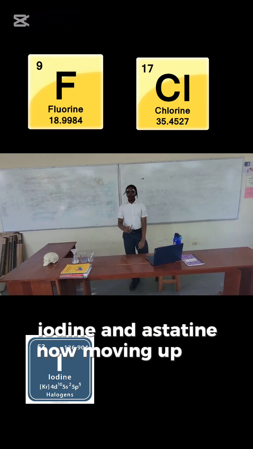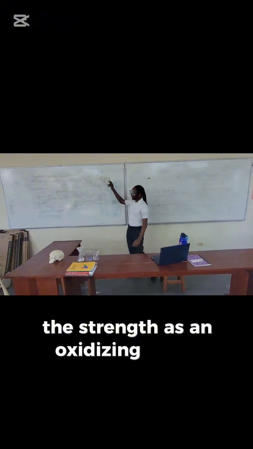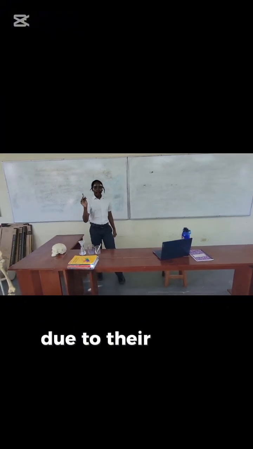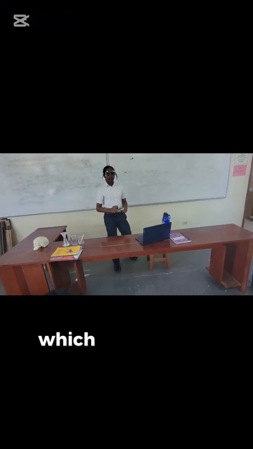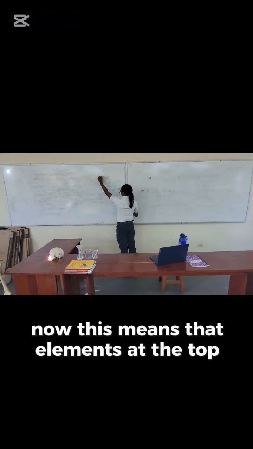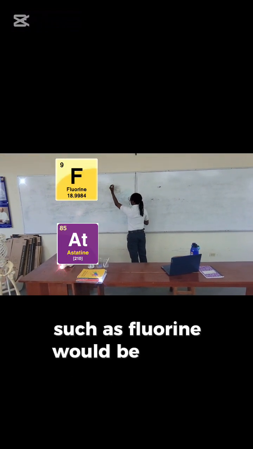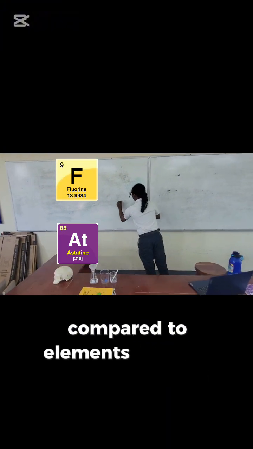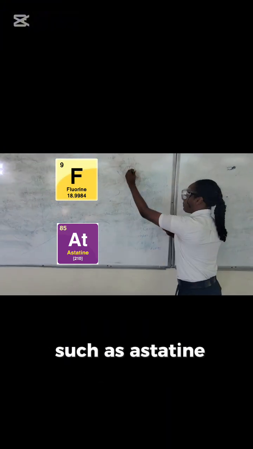Now, moving up the group, the strength as an oxidizing agent increases due to their nearly full valence shell, which consists of 7 electrons. This means that elements at the top of the group, such as fluorine, would be better oxidizing agents compared to elements lower in the group, such as astatine.